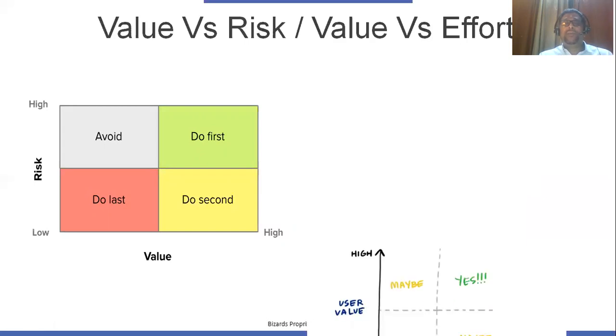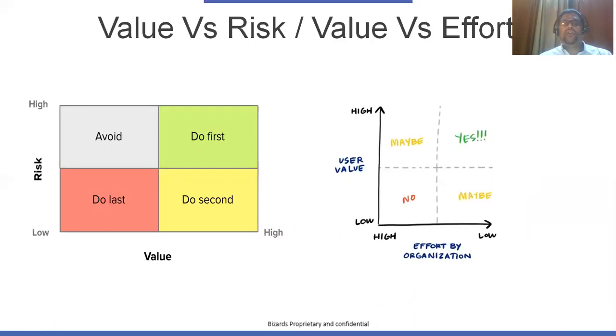Yes, a similar technique you can also do is based on value versus effort. So instead of risk, you can replace it by effort. And again, the degree varies from low to high for value, and on the other axis, effort goes from high to low. Now, the first priority is whichever features are going to give maximum value to the end users, but are going to take low effort. You should do that first.